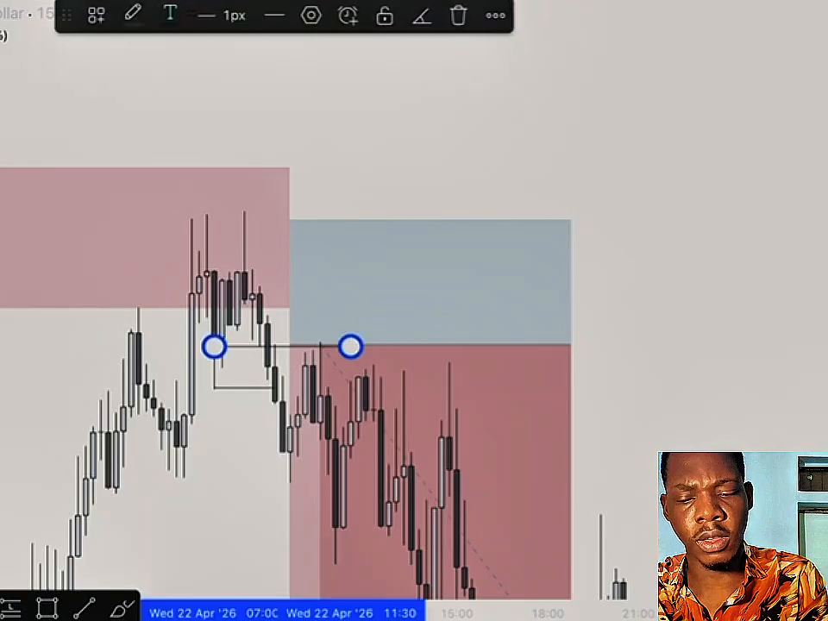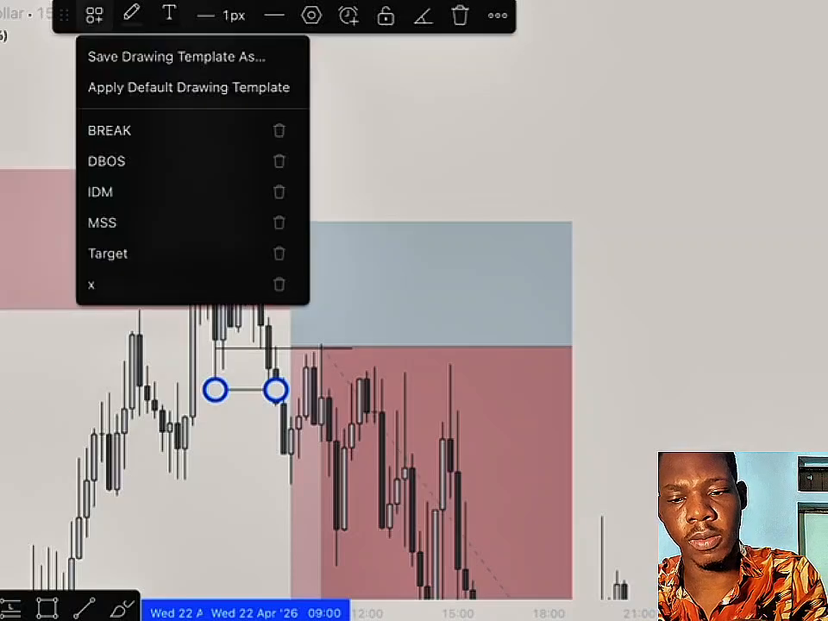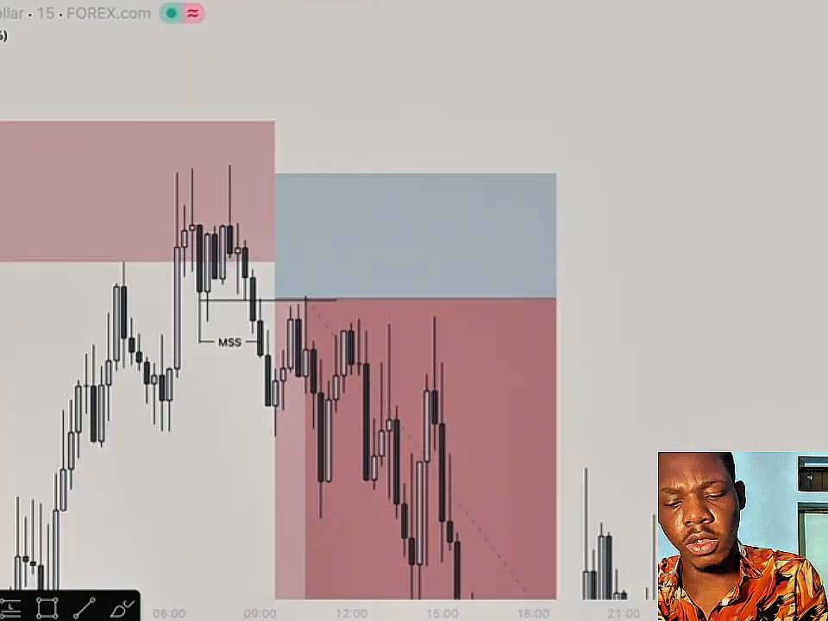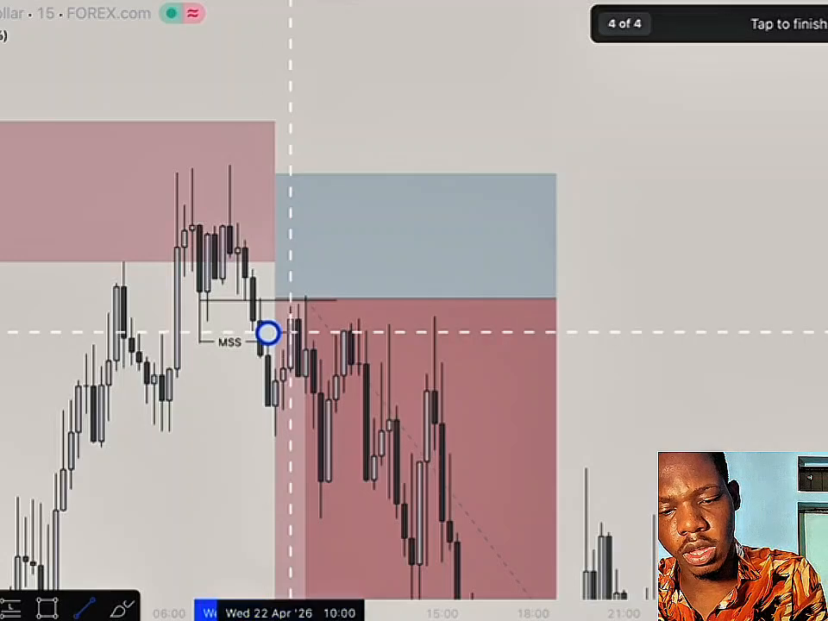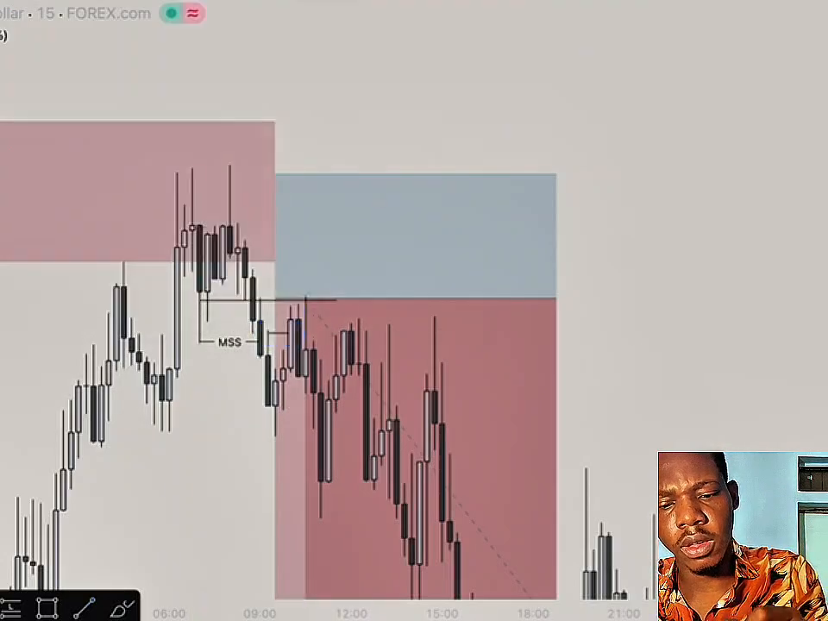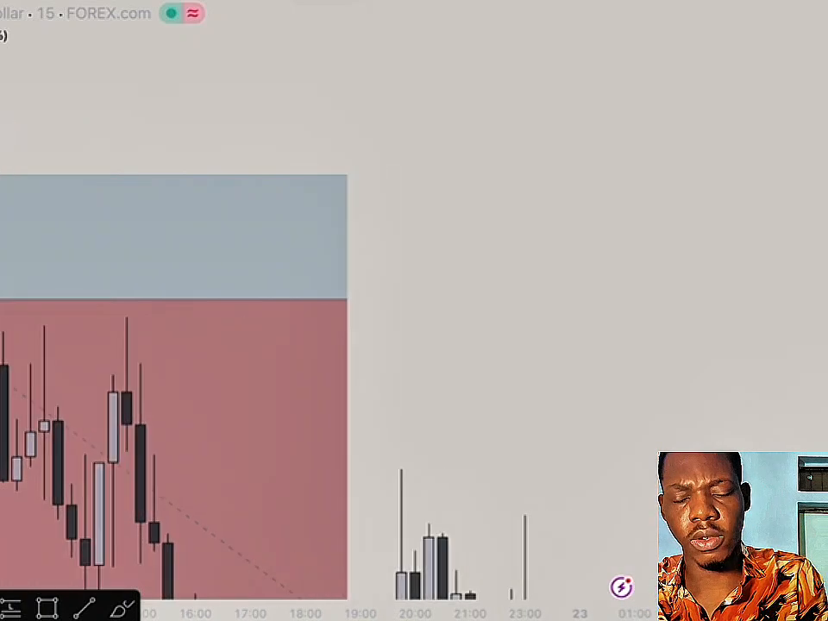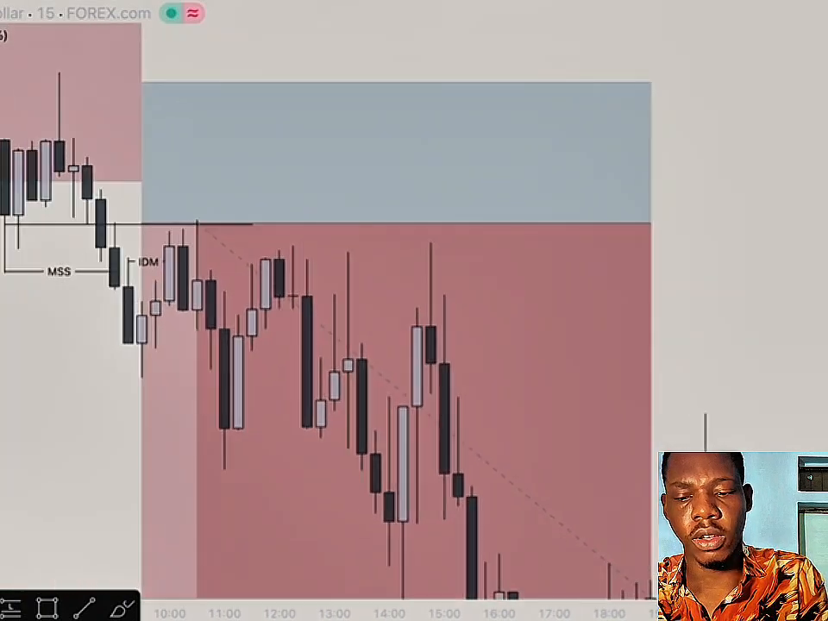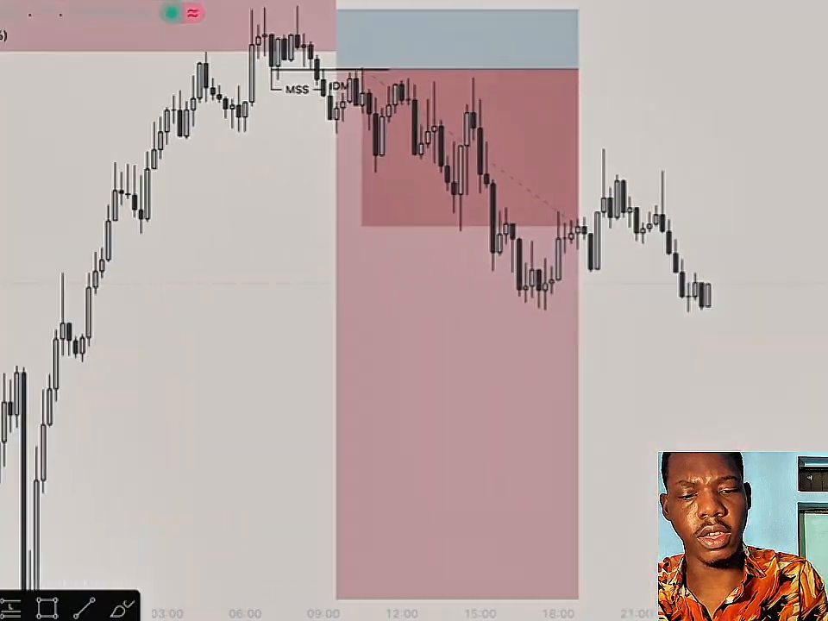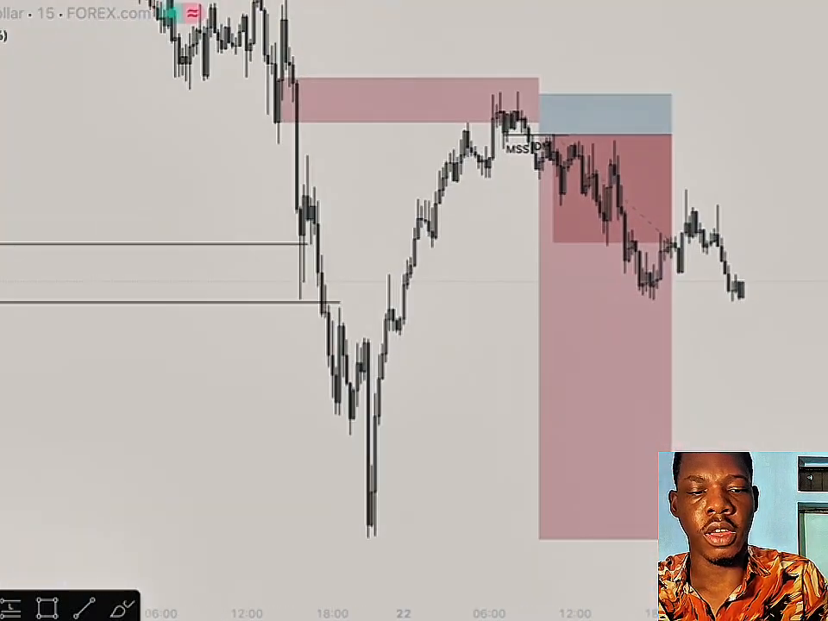I sorted out this MSS, this breaker from here. This was the MSS that price formed, right? And where's the inducement? This was the inducement here. This level here was the inducement right there. So I said that price should take out this inducement, tap on this breaker, and start to sell. As you can see, currently in profit, right?